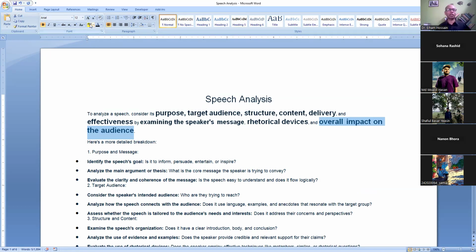Suppose you are speaking and speaking and speaking with no impact on your audience. Your audience does not respond, does not communicate, or you can't communicate with them. That would be a failure. So while delivering your speech, you must think of all these aspects. Otherwise, your delivery may not serve your purpose.